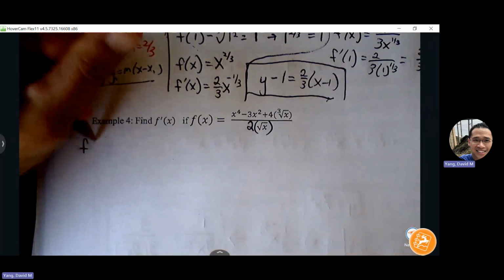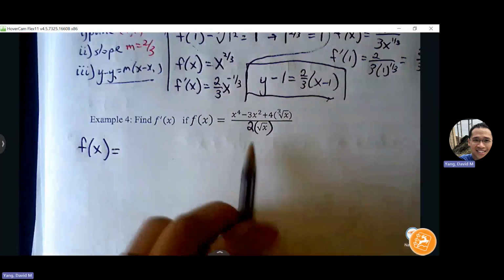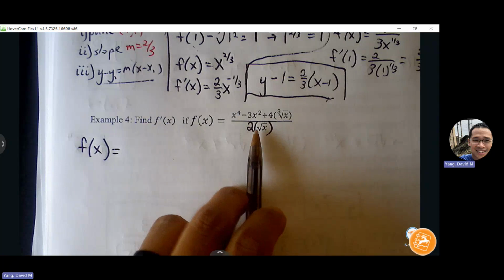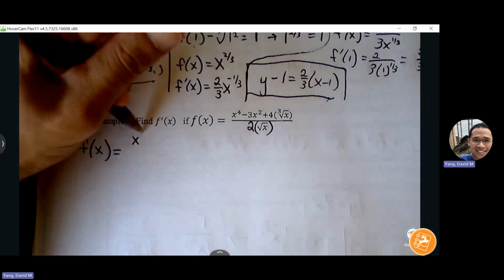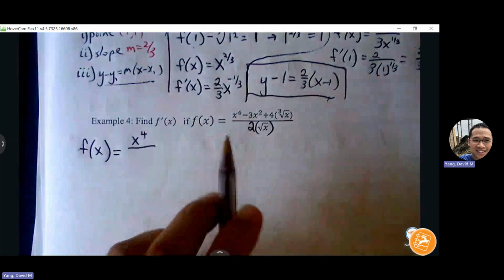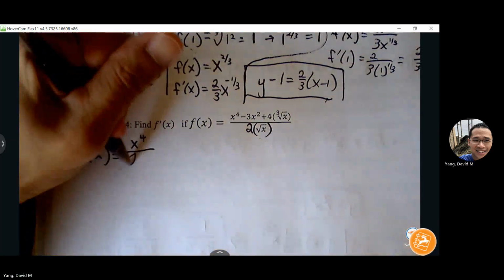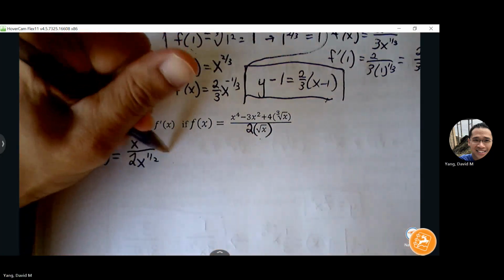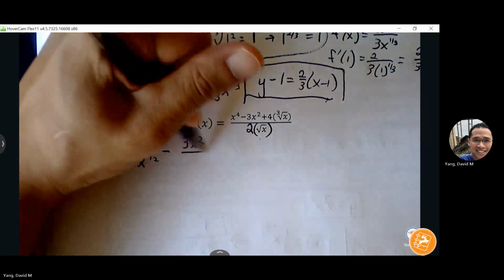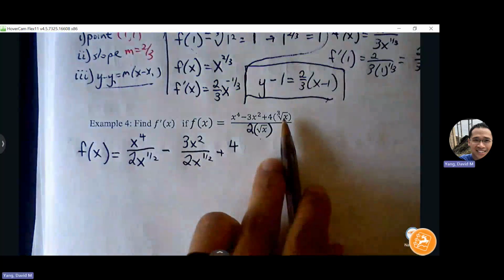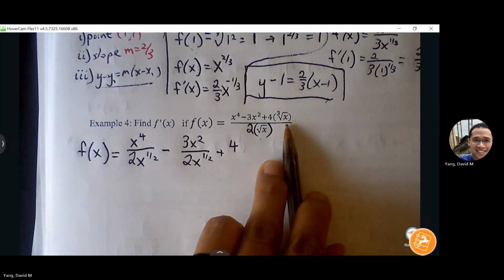Okay, so first things first, I'm just going to split into 3 individual fractions, and then I can work on them individually. So x to the 4th over. Now I'm going to clean this up along the way here. I can write 2 root x as what? 2 x to the 1/2. And then cube root of x is what? x to the 1/3.